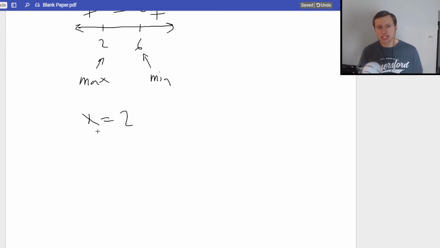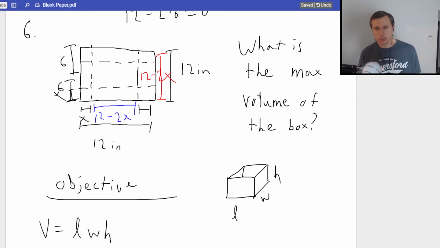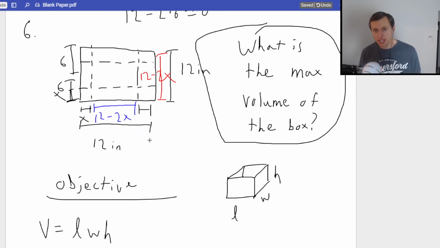So now we have our max x. It's x equals 2. How do we find y? Well, we'd plug into the constraint equation. Oh, wait, there is no y in this equation, right? So the volume was, again, (12 minus 2x) times (12 minus 2x) times x. And the reason I'm writing this again is because what did the question ask? If I were to scroll up to the top, it says I want to find the max volume, which involves plugging x into the volume.